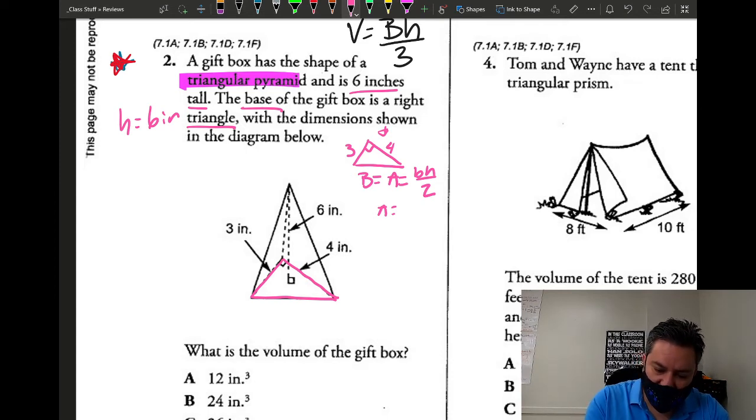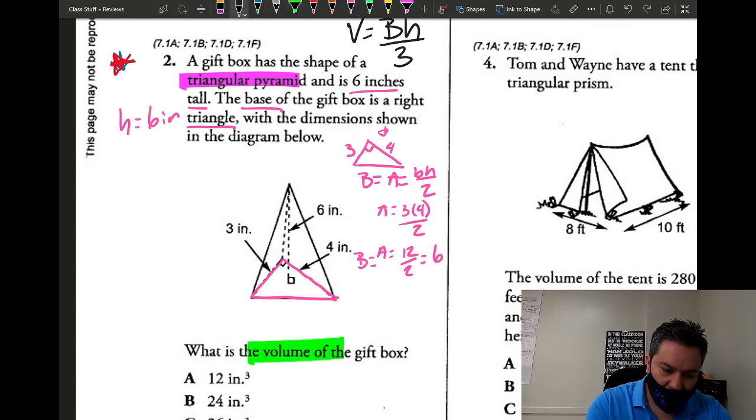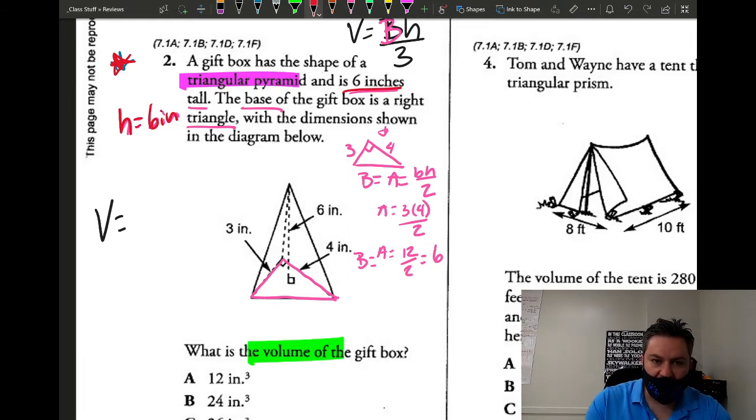So my base is going to be 3 times 4, then divide by 2. So the area is going to be 3 times 4 is 12 divided by 2, which is going to be 6. This is also uppercase B. So it says, what is the volume of the gift box? I'm looking for the volume. So I'm looking for V. What is that? I don't know, but I just found B right here. I know my height is 6 inches, so I can figure out the rest, right?